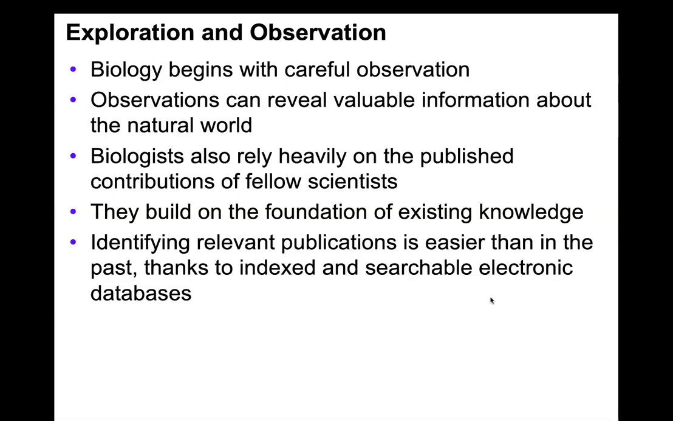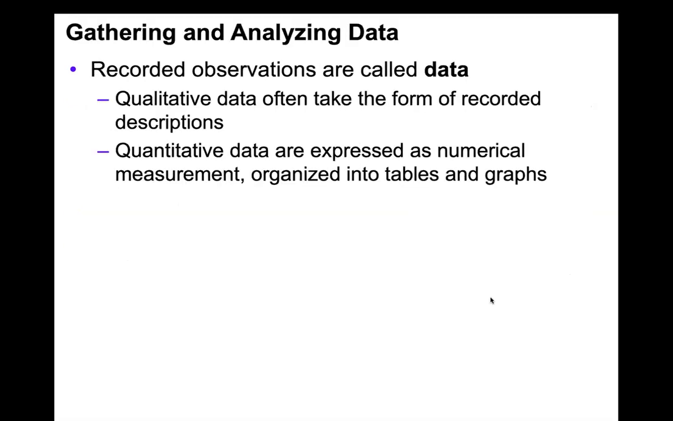They build on the foundation of existing knowledge, and identifying relevant publications is easier than in the past, thanks to indexed and searchable electronic databases. Recorded observations are called data, and we have two types. We have what's referred to as qualitative data, which often takes the form of recorded descriptions, and quantitative data, which are expressed as numerical measurements organized into tables and graphs.